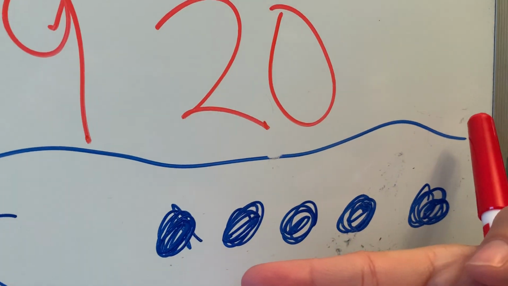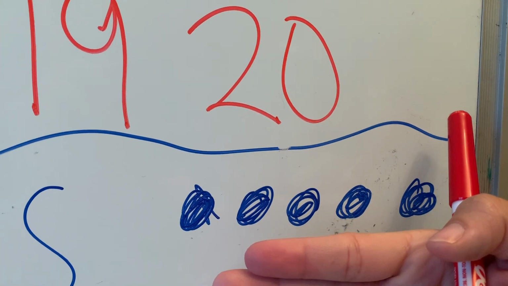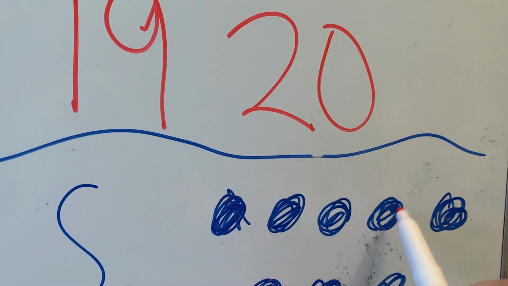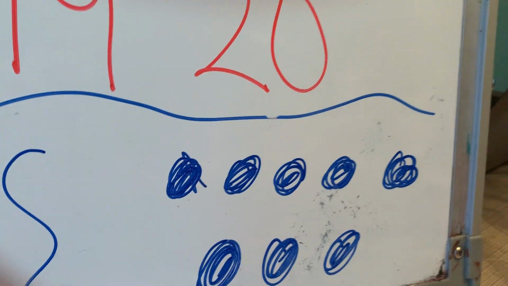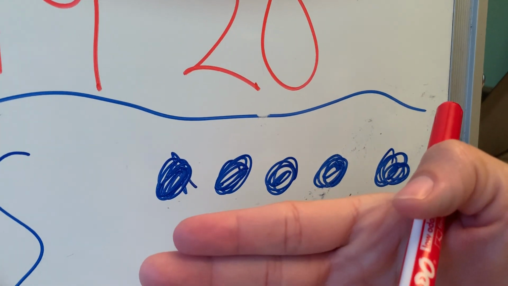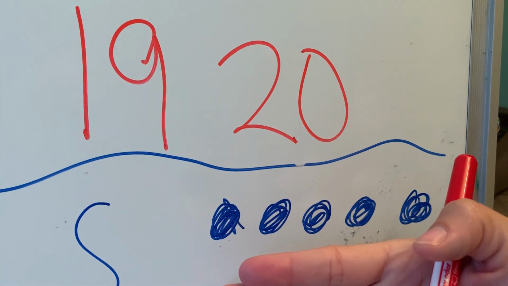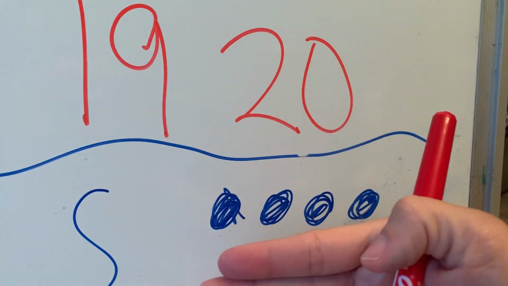All right, let's move over to this group right here. How many dots do I have on the top? 5. Did you say 5? Good job. Let's count that together. 1, 2, 3, 4, 5. What is 1 less than 5? If I were to take 1 away, what is 1 less than 5? It is 4. Good job. 1 less than 5 is 4.